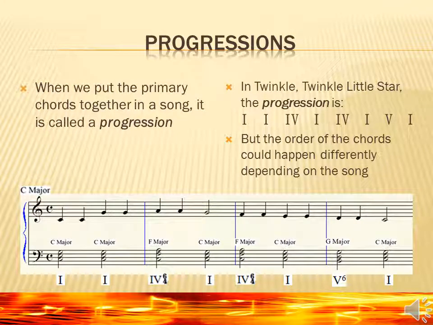Progressions. When we put the primary chords together in a song, it is called a progression. In Twinkle, Twinkle, Little Star, the progression is 1, 1, 4, 1, 4, 1, 5, 1. And it sounds like this.